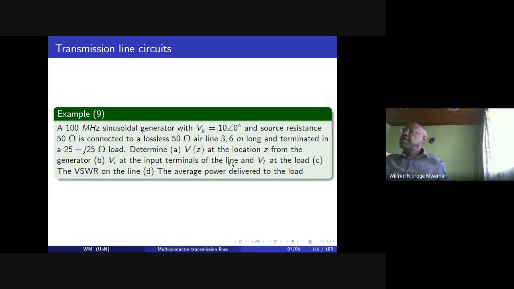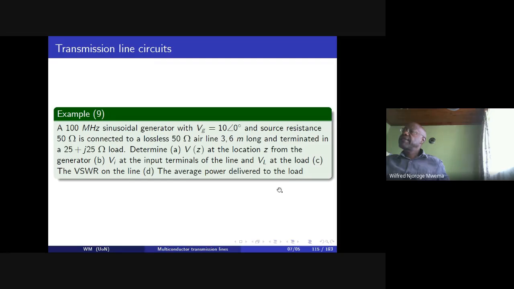Determine A, Vz at the location z from the generator, and B, the Vi, the input voltage at the input terminals of the line, and Vl at the load, as well as C, the voltage standing wave ratio on the line, and finally the average power that would be delivered to the load.